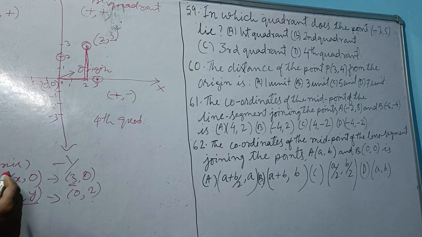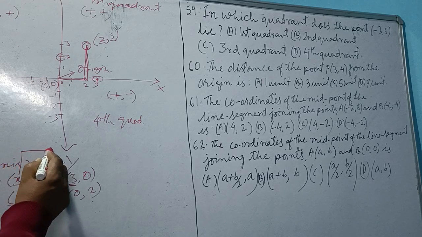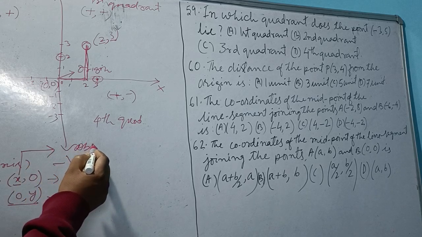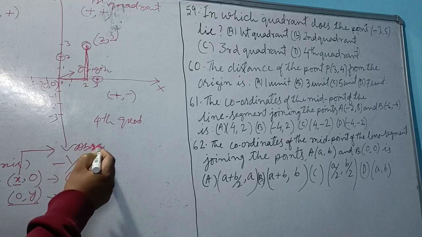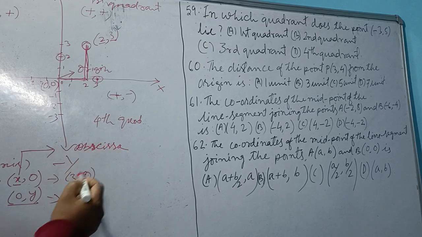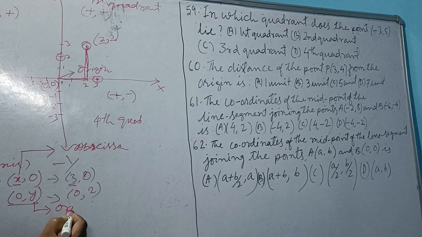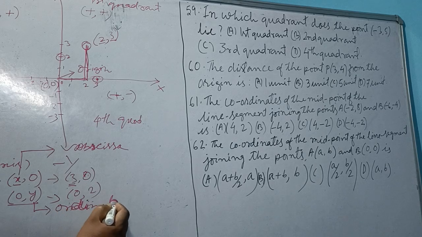And the value which we name as x is called abscissa, A-B-S-C-I-S-S-A, abscissa. And the value which is y is your ordinate. Clear? We name it as ordinate, O-R-D-I-N-A-T-E. Remember ordinate. So you have to remember these points.